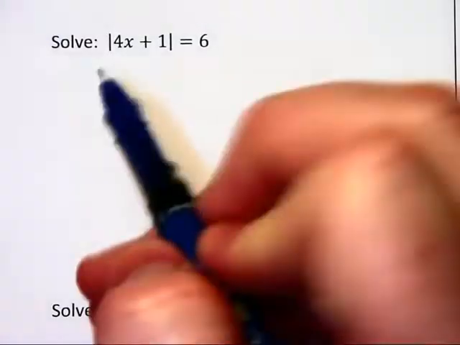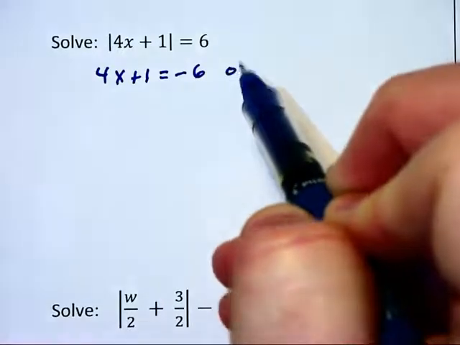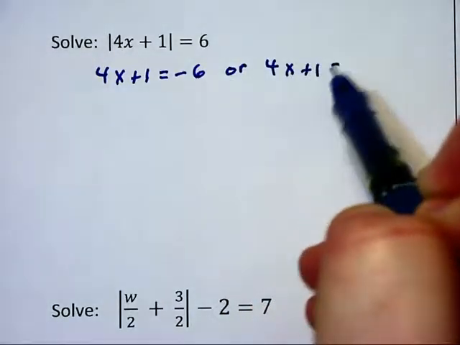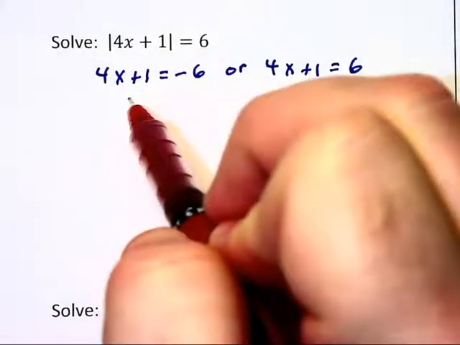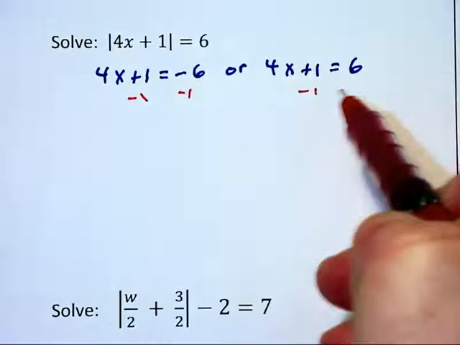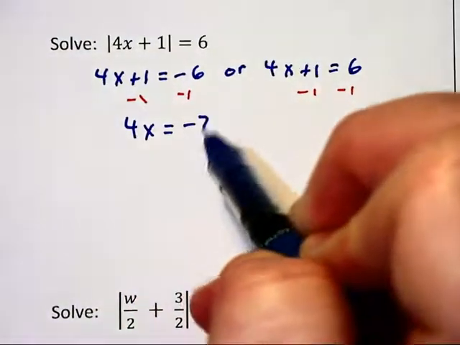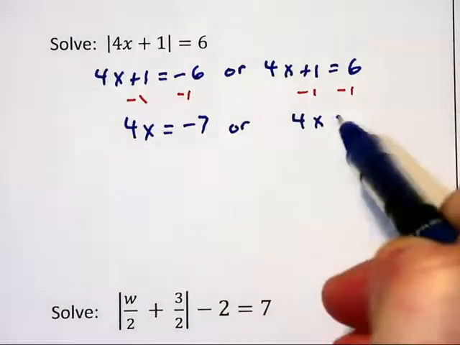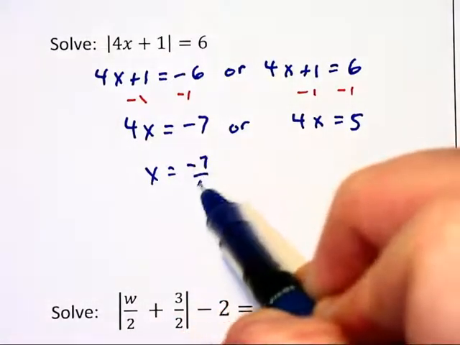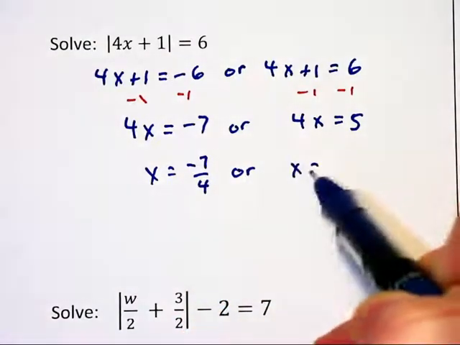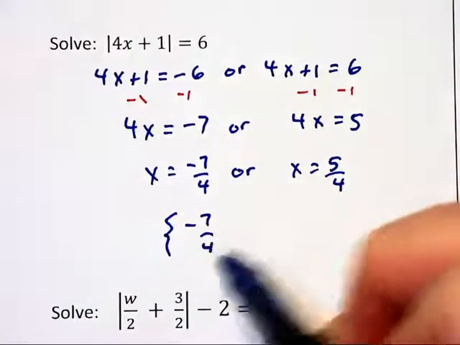Okay, true to pattern here, let's write 4x plus 1 equals -6, or 4x plus 1 is equal to +6. In both of these equations, we will be subtracting 1 on each side of the equation, and so we will either have 4x equals -7, or 4x is equal to 5. Therefore, x will equal -7/4, or x will equal 5/4, and I will write that as the solution set, -7/4 and 5/4.